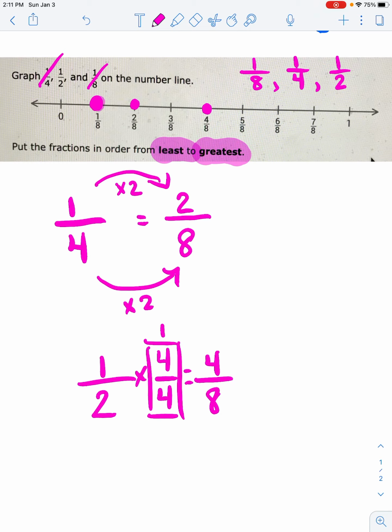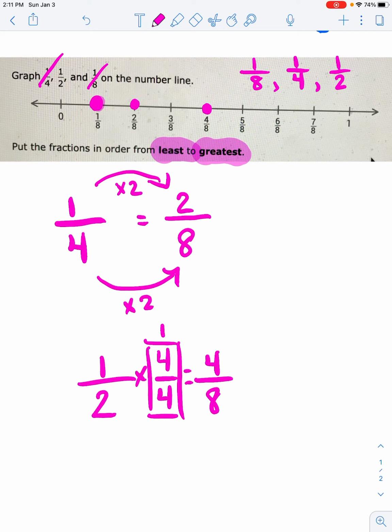And again, in order to double check, what you want to do is make sure that as you are moving left to right on the number line, you have the least to greatest order of your fractions. So that would be 1/8, 2/8, and 4/8, or 1/8, 1/4, and 1/2.